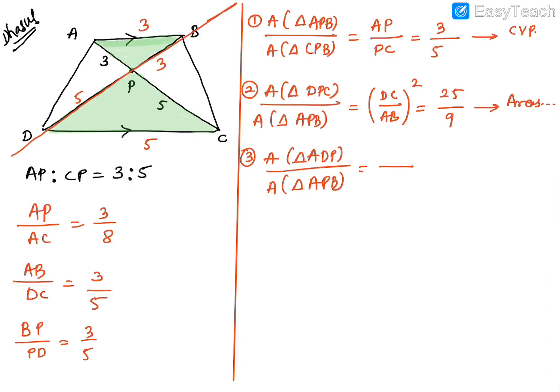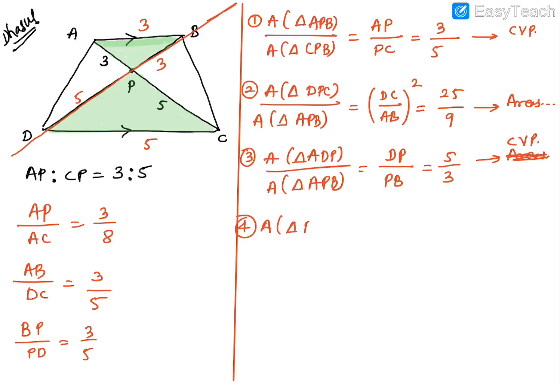So the common vertex is A. What are the corresponding bases of ADP? DP. Of APB, PB. So DP is 5 and PB is 3. Again, areas of two similar triangles is proportional to the square of the sides, no square, only 5 upon 3. So this is the wrong reason I wrote it. It will be CVP.